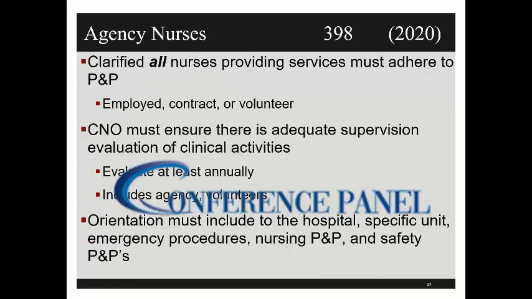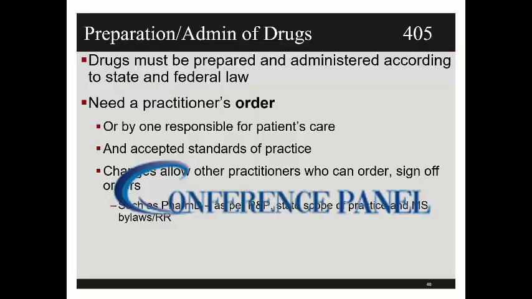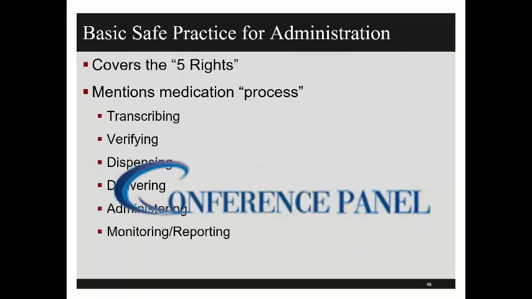Speaking of agency nurses, I include, and I want to switch over now to medications. This was a major component of the nursing section, so we're covering a vast section in here. Safe opioid use, compounding, injection practices, because again, nurses are the ones doing this. You have to have approved policy and procedures on medication. The basic safe practice talks about the 5 rights of administration. We all learned this. This was Nursing 101.